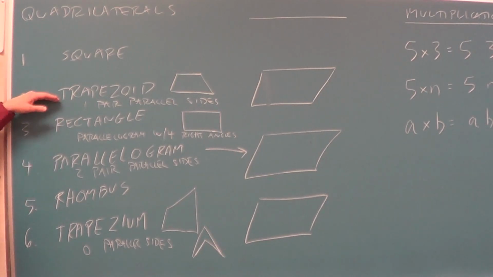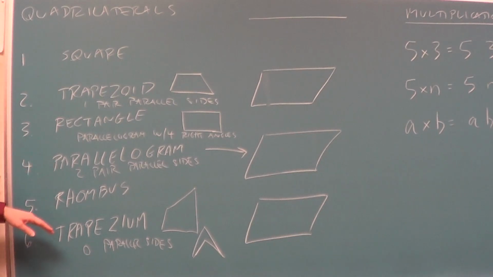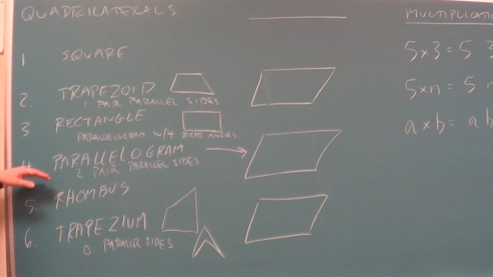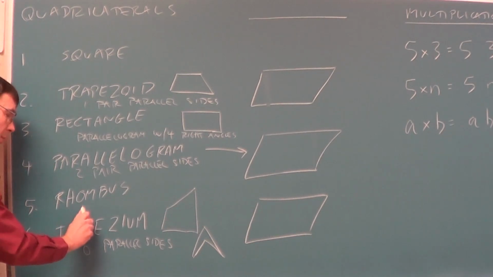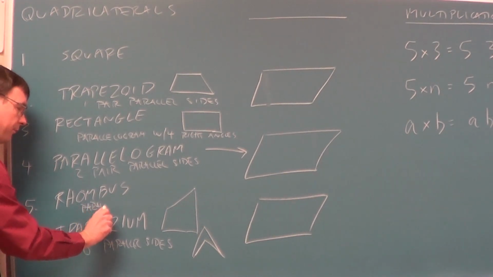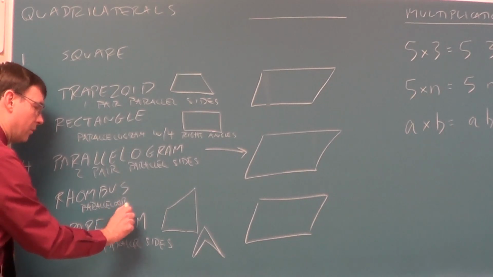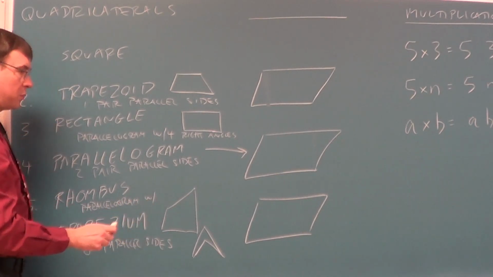Let's start with this. Is it a trapezoid? No. Is it a parallelogram? No. Is it a trapezium? Yes. No, it's not a trapezium. It is a parallelogram. A rhombus is another parallelogram with something special about it.